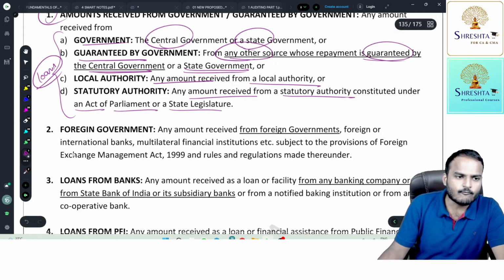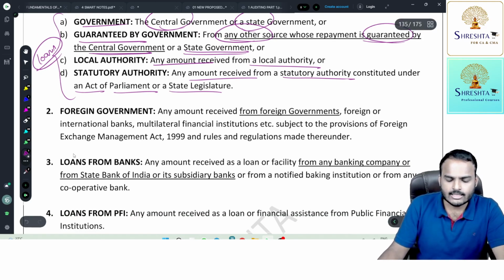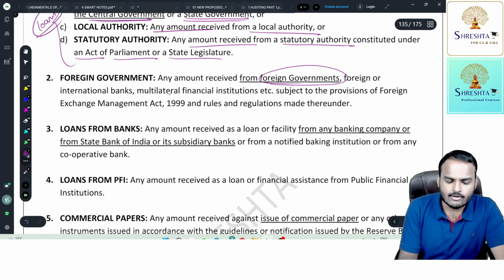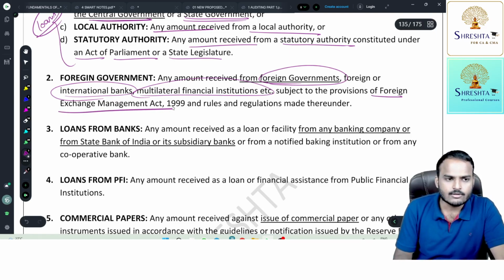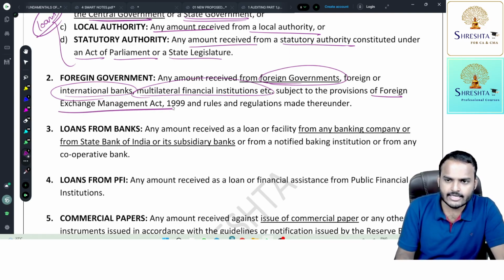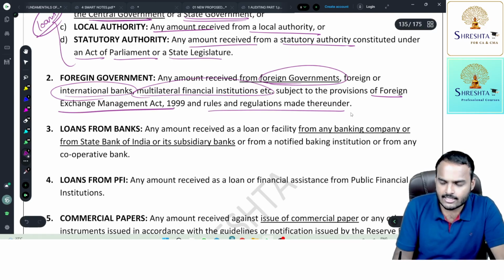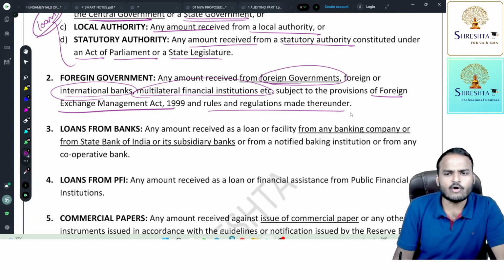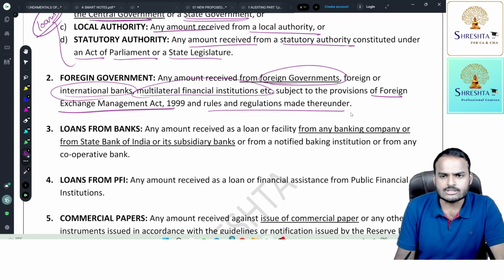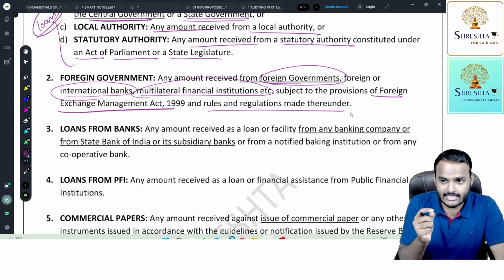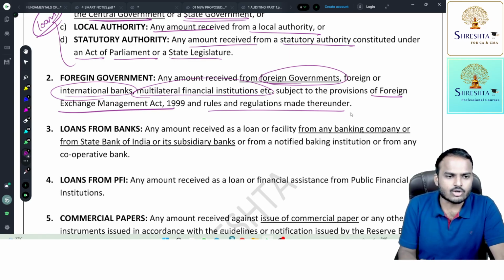Next, second one, foreign government. Any amount received from foreign governments, foreign or international banks, multilateral financial institutions, etc., subject to FEMA, Foreign Exchange Management Act 1999, and the rules and regulations made thereunder. Simply, sir, I'm getting a loan from a foreign government, sir. Is it a deposit or not a deposit? I can't tell. The second question is, are you complying with FEMA or not? Sir, I'm complying with FEMA guidelines and rules, and I'm getting money from the foreign government, sir.